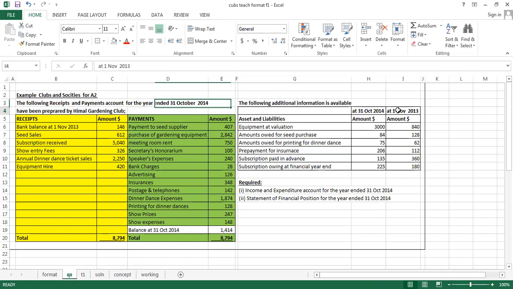So November of the previous year is your opening. This is your opening information. If you were looking for opening information, you look at this section at 1 November 2013. And if you want to look for closing information, you need to look at 31 October 2014 closing.